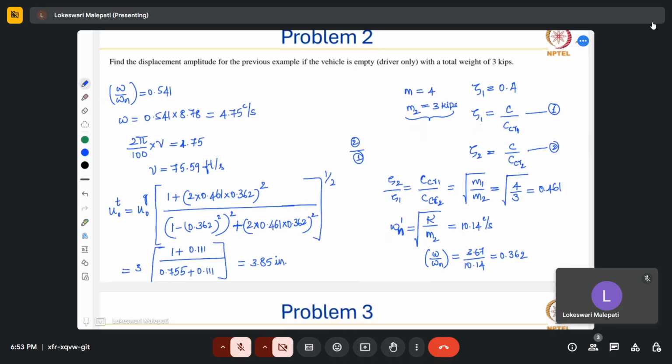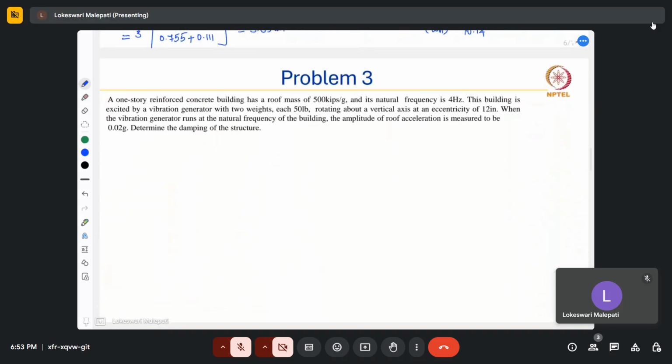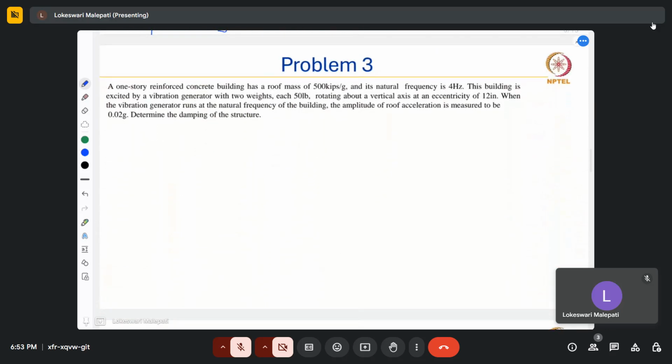Okay, we'll go to the next example problem. A one-story reinforced concrete building has a roof mass of 500 kips per g and its natural frequency is 4 Hz.